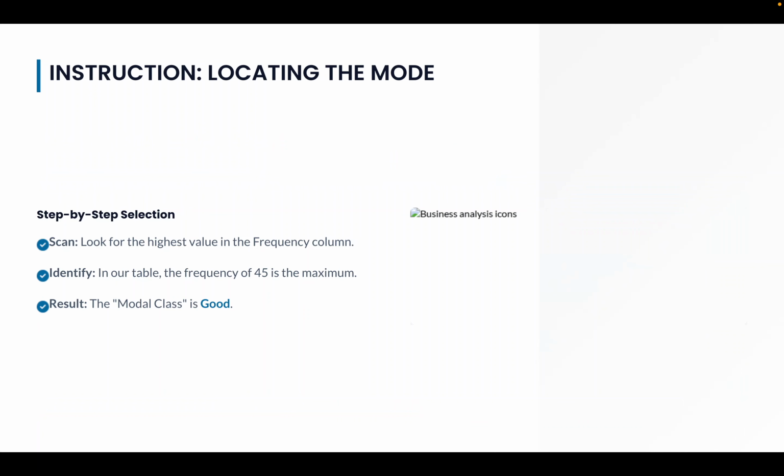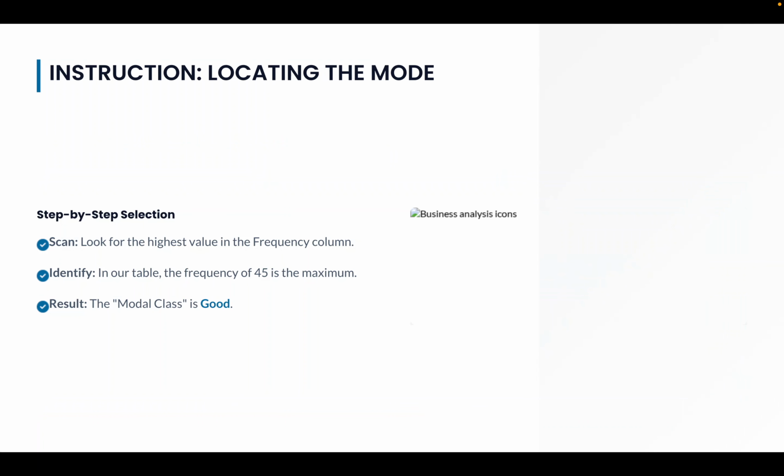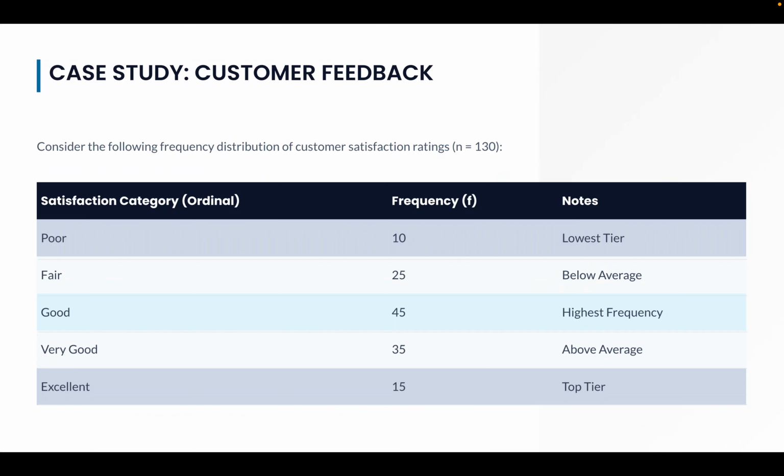First, we have to find the mode. These are the steps to find the mode. Scan: look for the highest value in the frequency column. Let's go back to our table. We find that the highest value in our frequency table is 45. So the frequency of 45 is the maximum. That's the second step. So the modal class is good.